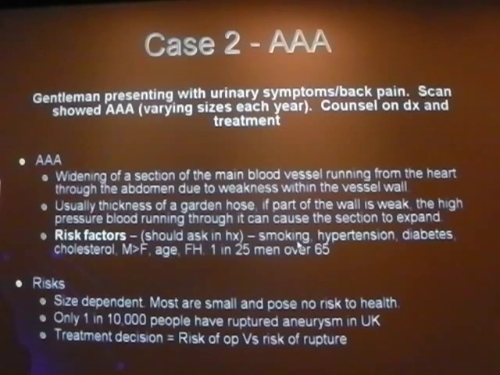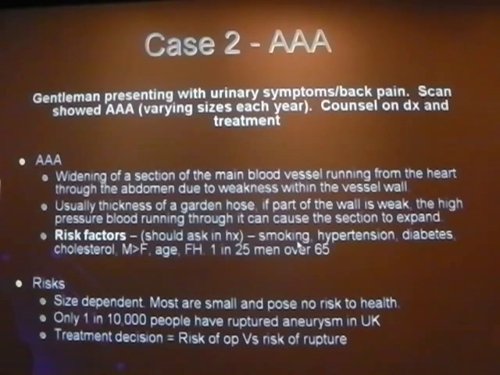And again, just mention how common it is to put the patient at ease. So 1 in 25 men over 65 have an aneurysm, whereas only 1 in 10,000 have an aneurysm that ruptures. So it's not a death sentence. The risks are obviously size dependent, so most are small and don't pose any risk to health, so you can just give reassurance. 1 in 10,000 people, as I said, have ruptured aneurysms.